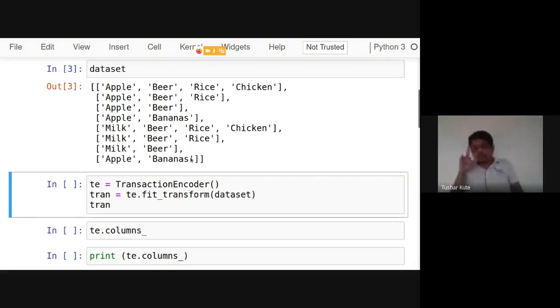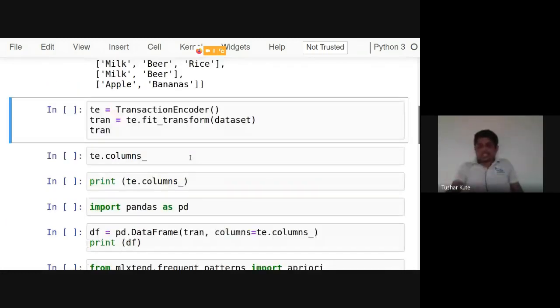Now there is a concept called a transaction encoder. In data science, we have talked about data pre-processing techniques. Some algorithms require special pre-processing, which is devised for that algorithm only. For example, in linear regression there is a special method, polynomial transformation, required for that algorithm only. Here also, for Apriori, we require the concept of a transaction encoder.